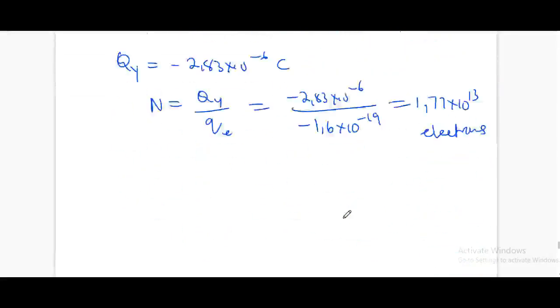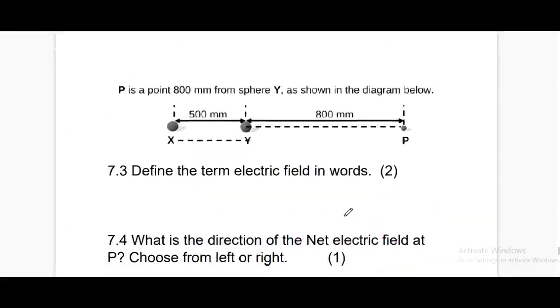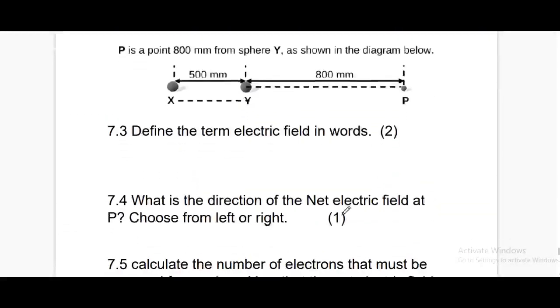Now let's do another one. Here we have a scenario.